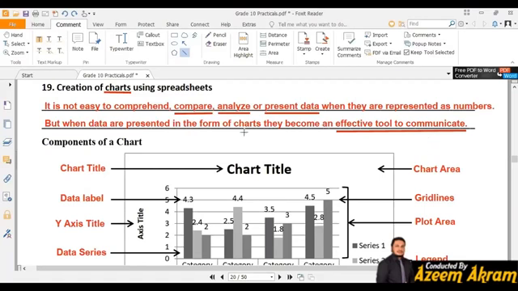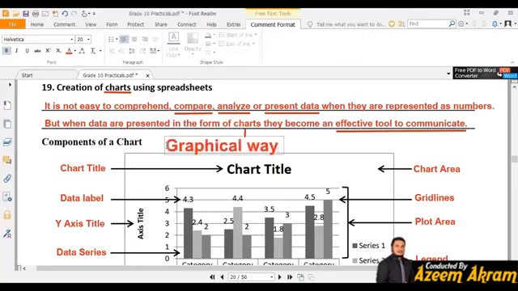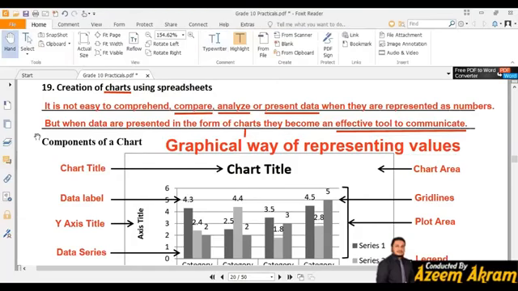So chart means, I'll just write it here, a graphical way of representing values. So this is called a chart. Remember, a graphical way of representing values.